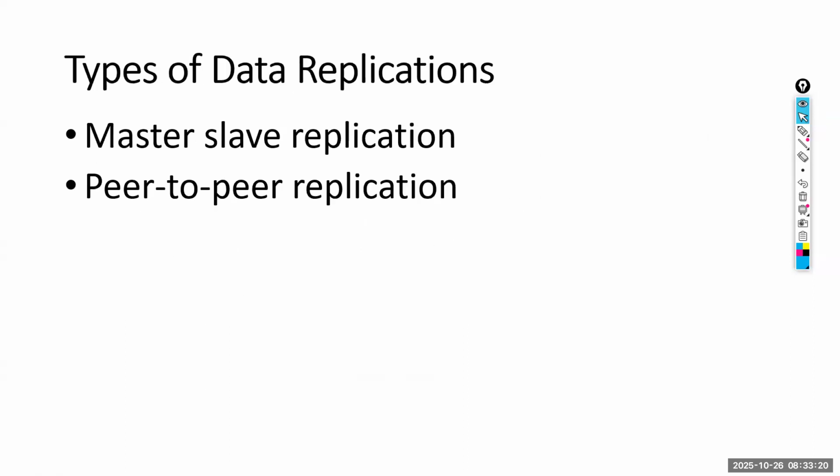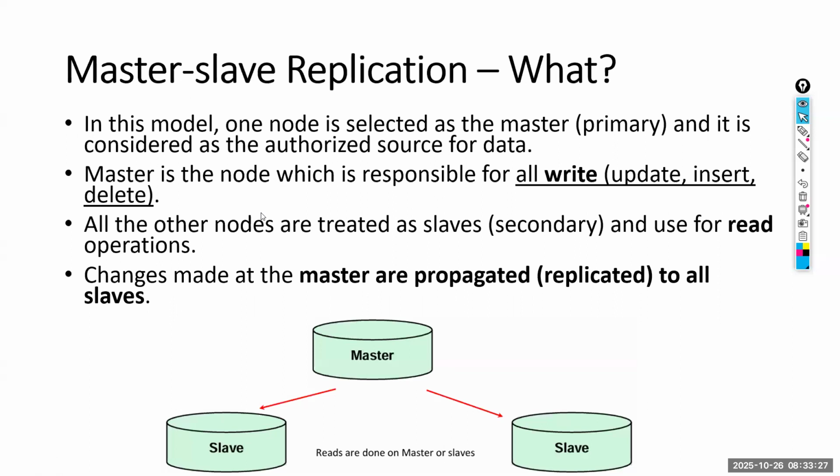Right. So these are the two types of replication: master slave and peer to peer. Master slave replication means you have two types of database servers or databases in your distributed database system. One is master, others are slave. Usually one master, many slaves. Sometimes even a few masters and a few slaves.